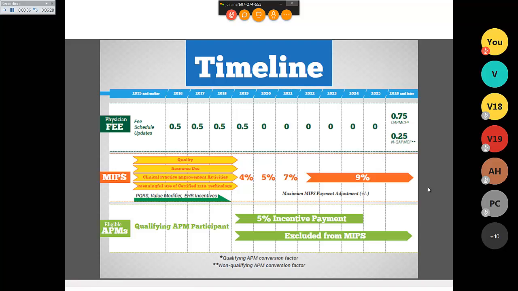So in short, this slide summary from CMS talks about payment reform. What they want is documentation of quality, resource use, clinical practice improvement activities, and meaningful use of EHR technology, or this can be done through the APM. What it would mean is that 2017 is the base collection year for data, and then payments start changing, which means you could get either 4% more or 4% less every year from 2019 onwards. You can see it's 4, 5, 7, up to 9% up to 2026. And we're going to tie this up on why this is important for what we're doing today.